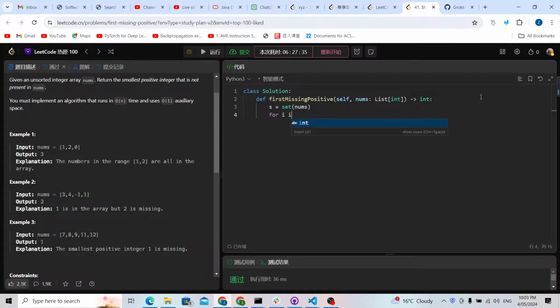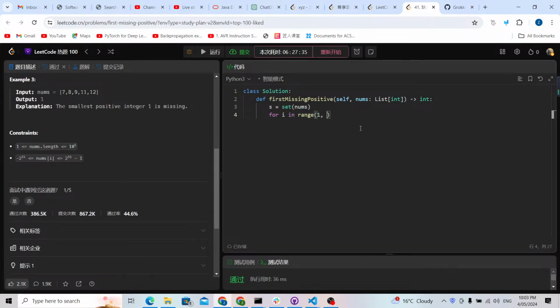Now we are going to check, for i in range from 1 to the length of nums. The length of nums is at most 10 to the power of 5, so we're going to use 10 to the power of 5 plus 2 here. Because the numbers can be from 1 to 10 to the power of 5, and if it is 10 to the power of 5, the next number is 10 to the power of 5 plus 1. That is why we need to add 2.